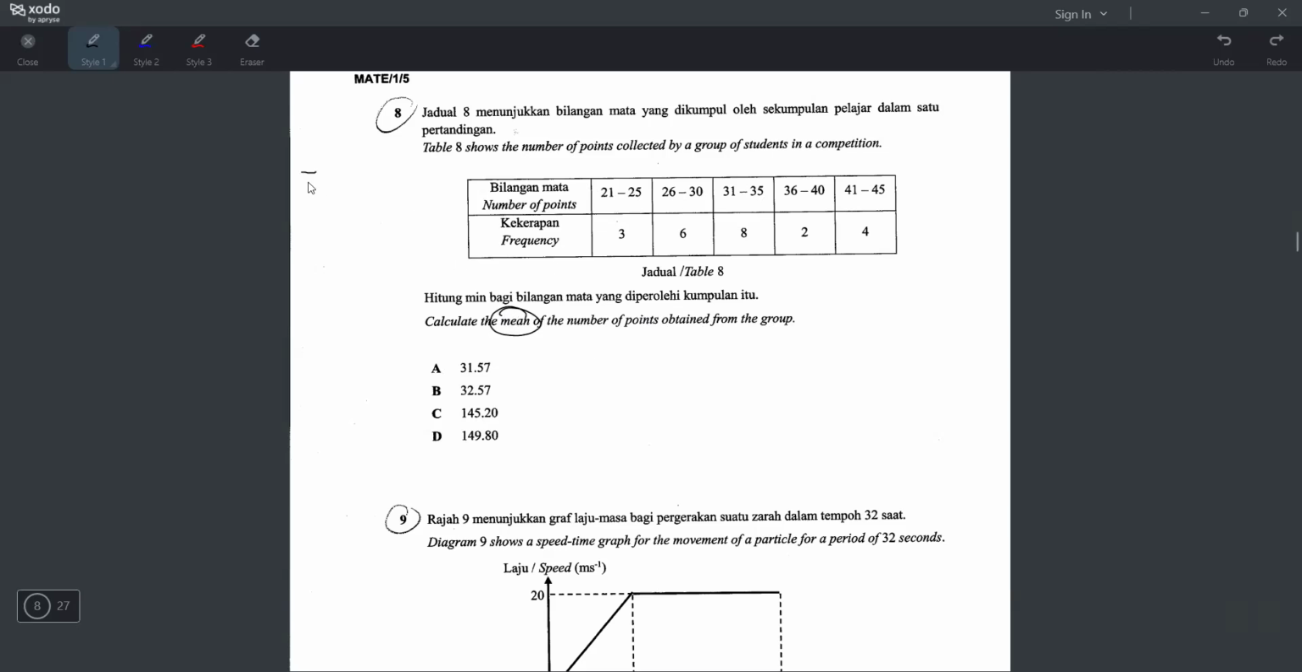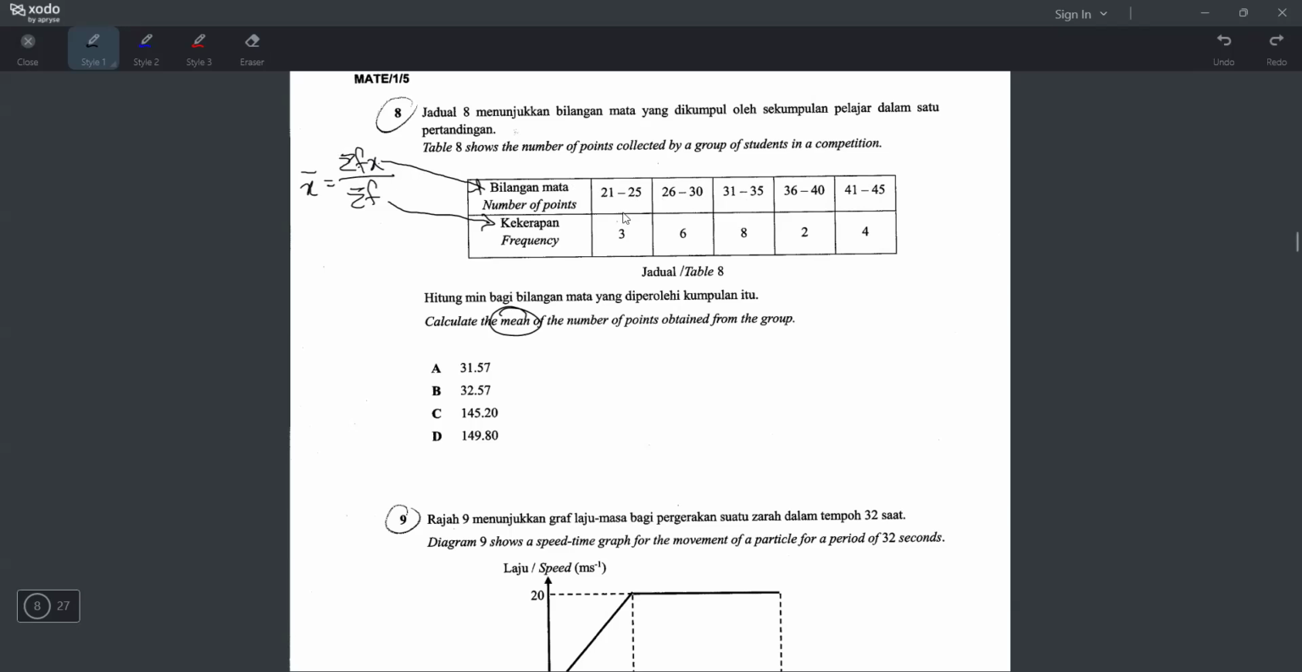How to find the mean for group data? The formula is like this. You take the sum of fx, divided by the sum of f, right? What is f? What is x? F is the frequency. X will be the number of points. But your number of points now is a class. So later you have to take the x, which is the number of points, times with the frequency and then sum up. Because this symbol means you have to take the sum.